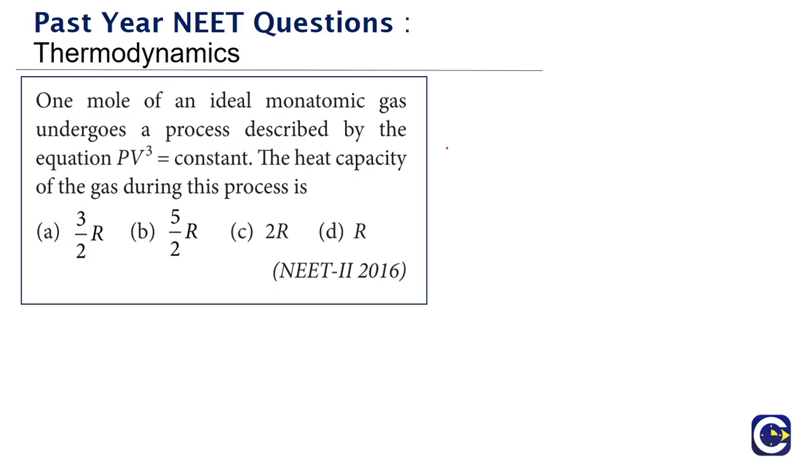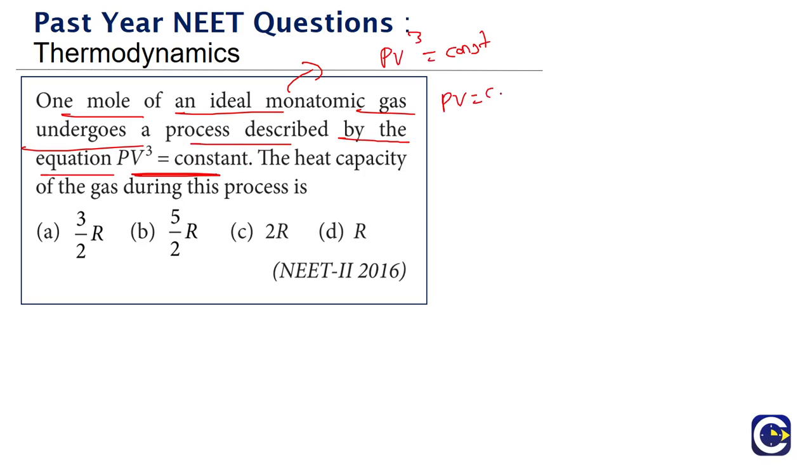This is the question that has come in the NEET paper 2 of 2016. This is a question based on the polytropic process. 1 mole of an ideal monoatomic gas undergoes a process described by the equation P into V power 3 is constant. See, PV is equal to constant means it is an isothermal. PV power gamma is equal to constant means it is an adiabatic process, where gamma will be Cp by Cv.